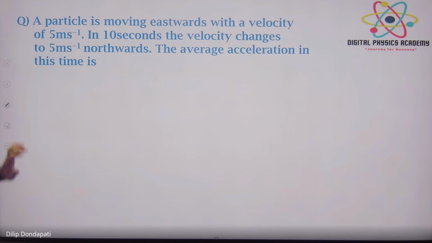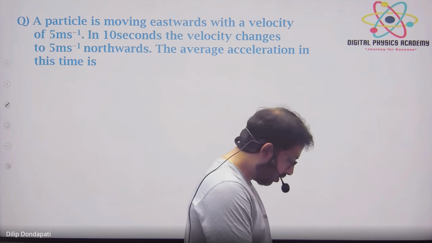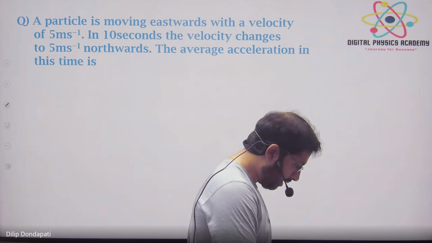देखो, आई करो. J main question only. A particle is moving eastwards with a velocity this much. In 10 seconds the velocity changes to 5 meters per second northwards. The average acceleration is how much? This we done in vectors also. But karo and tell the answer.